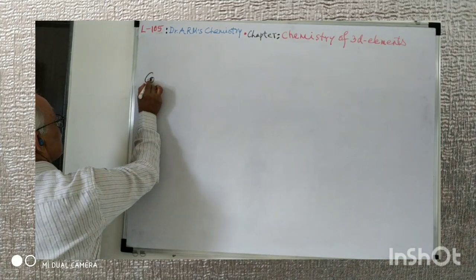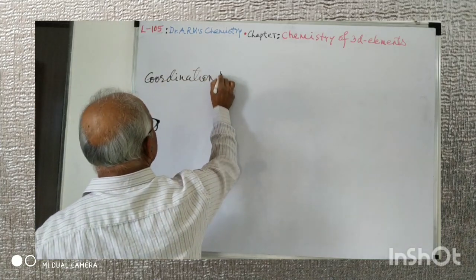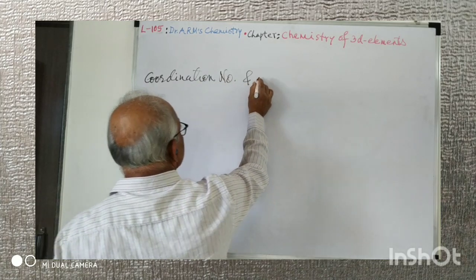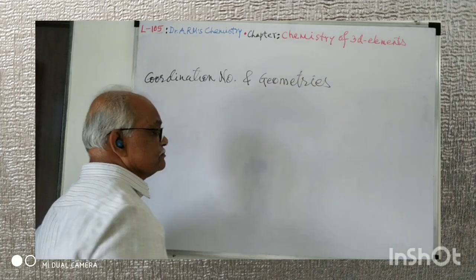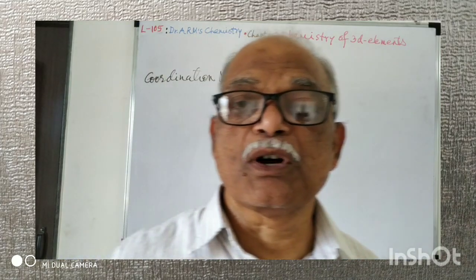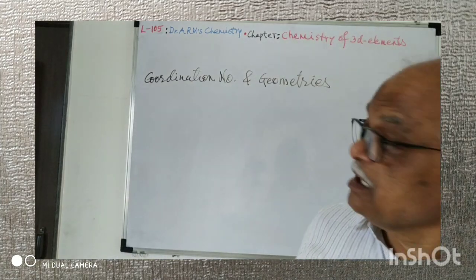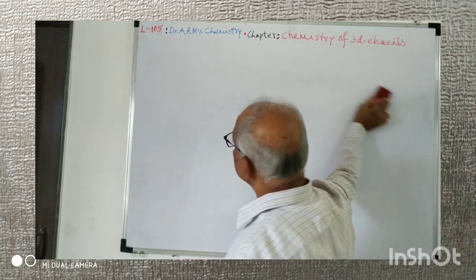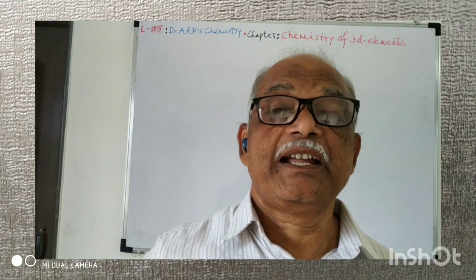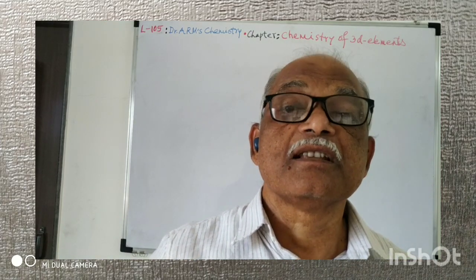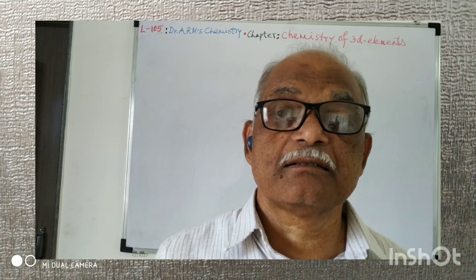We will discuss coordination number and geometries of resulting compounds or coordination complexes. In this point, we will see the overview about coordination numbers, and the second part of this point is geometries related to the arrangement of the ligands around the central metal ion.